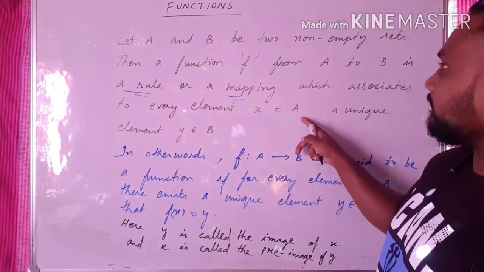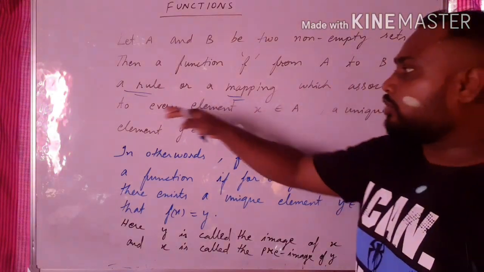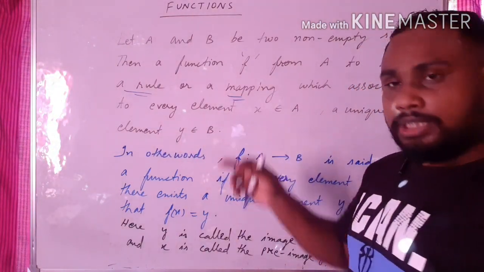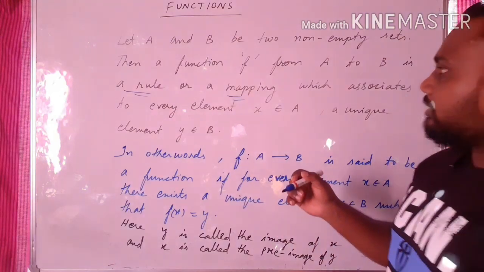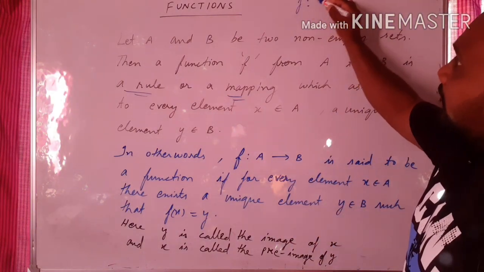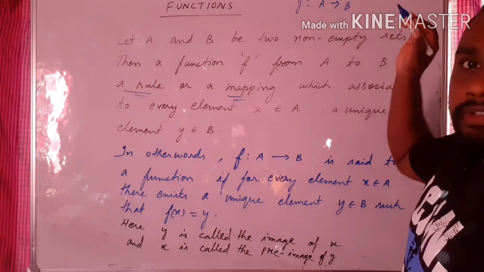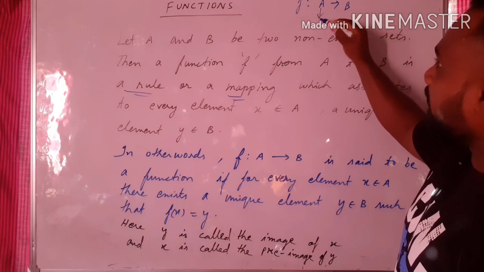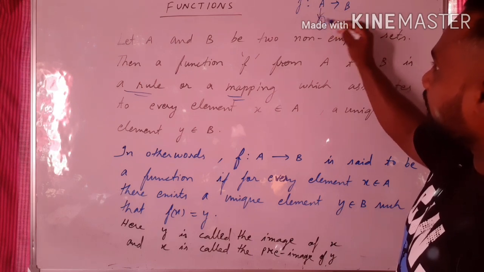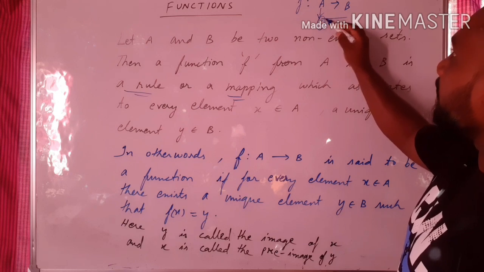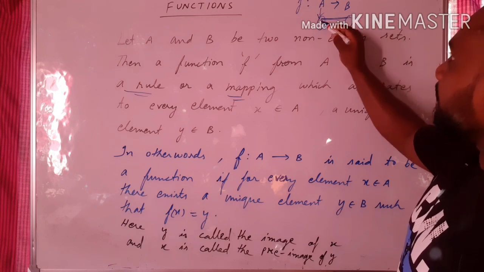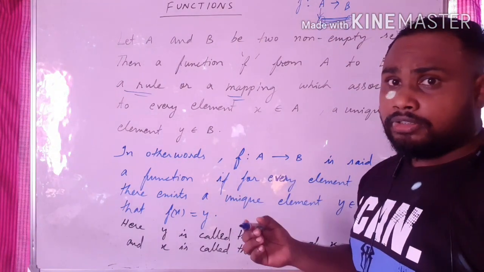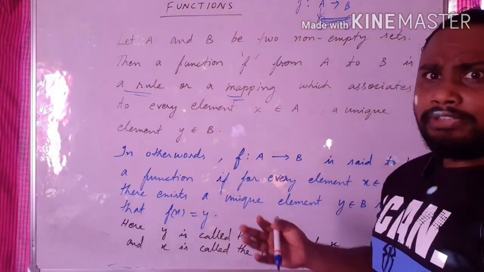x belongs to A a unique element y belongs to B. So what does it mean? If the function is defined from A to B, then all the elements of A, whatever elements you have, will be related to a unique element in B. The definition is saying that only.